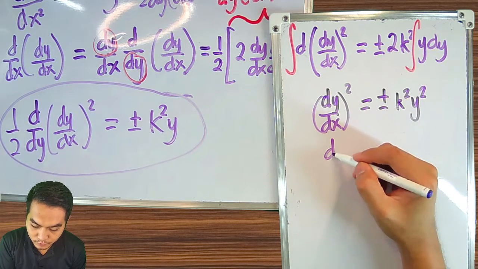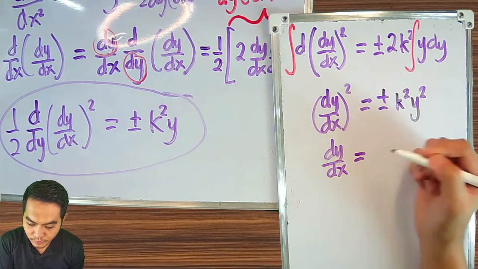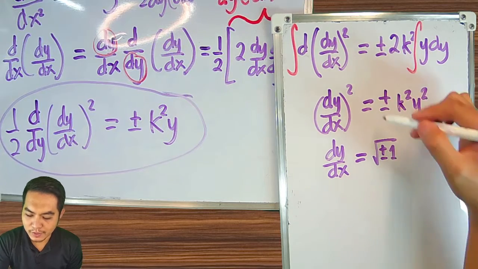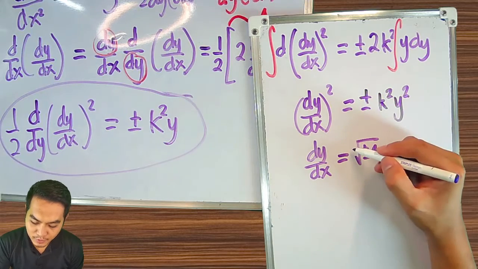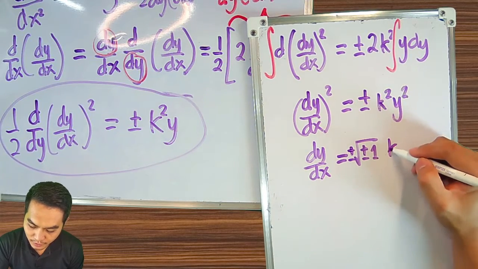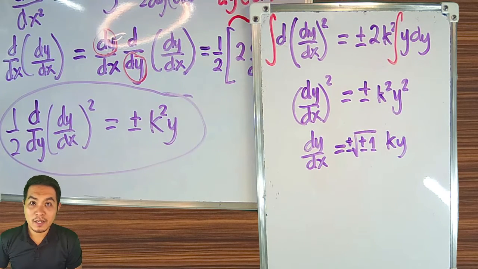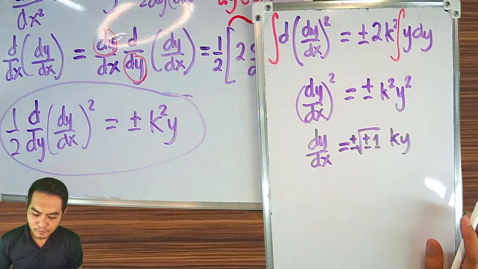The square root of dy dx squared will just be dy dx. We will have the square root of plus and minus 1; we will deal with that later. And the square root of k squared y squared will just be essentially plus and minus ky. So I have a plus and minus square root of plus and minus 1 times ky. Take note, the square root of something is always plus and minus. The square root of x squared is plus and minus x. So plus and minus, and then the square root of each of these terms here. Okay.